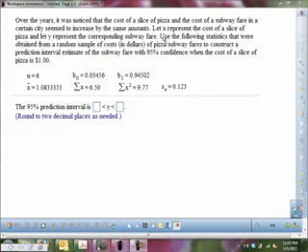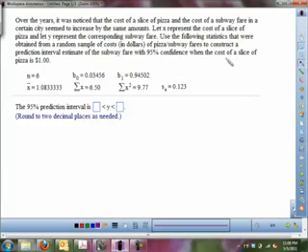This is a prediction interval problem. Over the years, it was noticed that the cost of a slice of pizza and the cost of subway fare in a certain city seem to increase by the same amount. Let x represent the cost of a slice of pizza and y represent the corresponding subway fare.